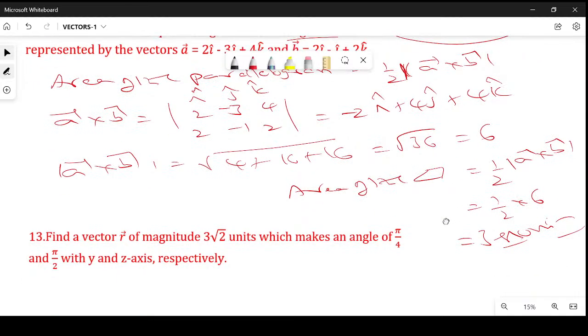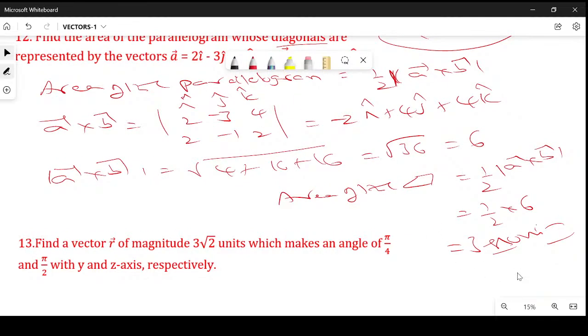If you know the adjacent sides, the area is the modulus of the cross product of adjacent sides. But here they are given diagonals. Area of the parallelogram equal to 1 by 2 mod a bar cross b bar. You will get this one. 3 square units.